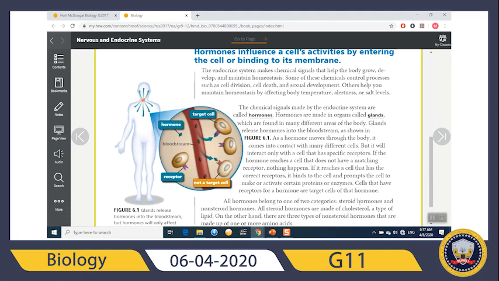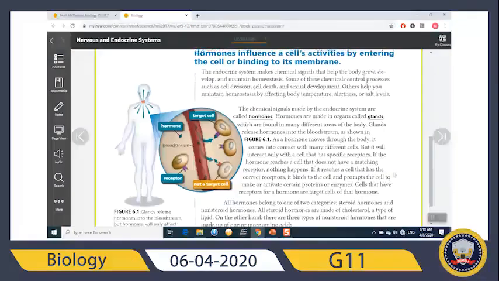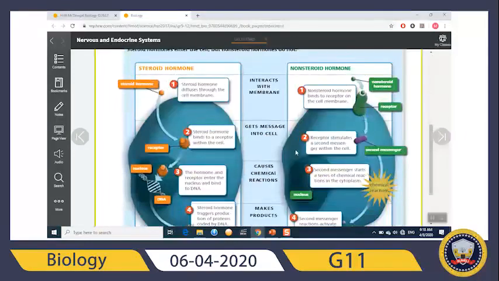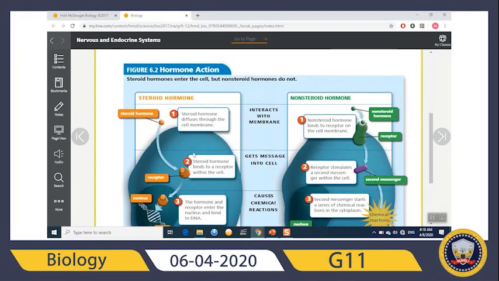So, hormones belong to two categories: steroid hormones and non-steroid hormones. All steroid hormones are made of cholesterol, a type of lipid, while the non-steroid hormones are made up of one or more amino acids. Good. So, let's see a small comparison between the function of the steroid hormone and the non-steroid hormone.